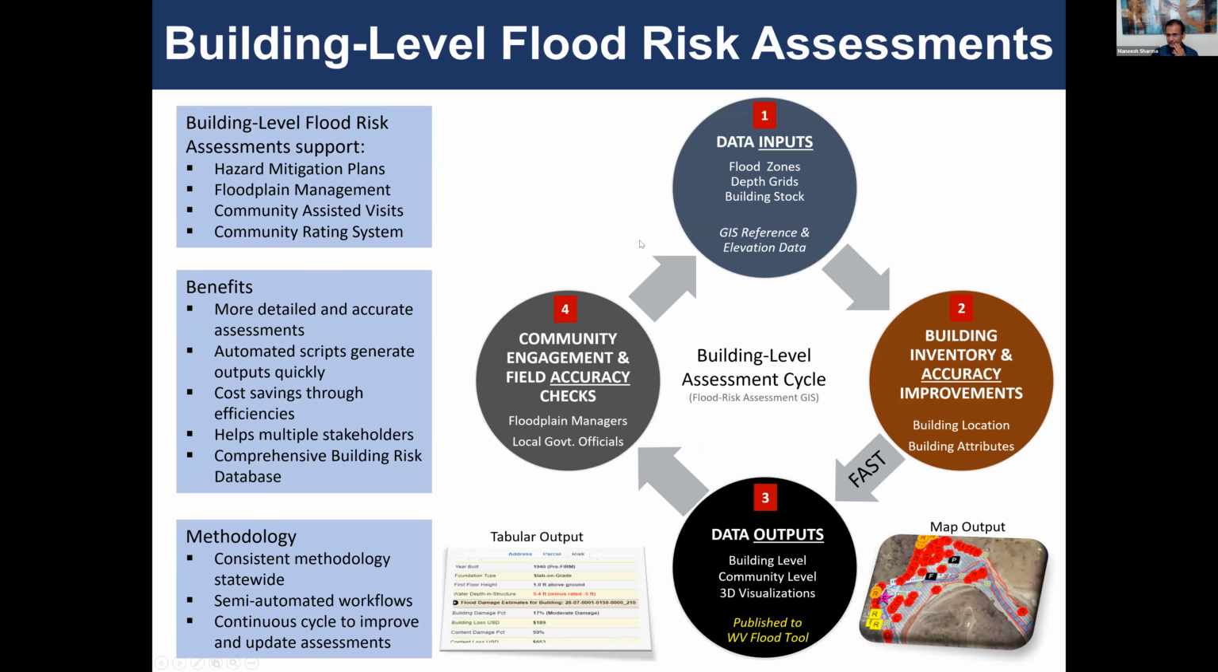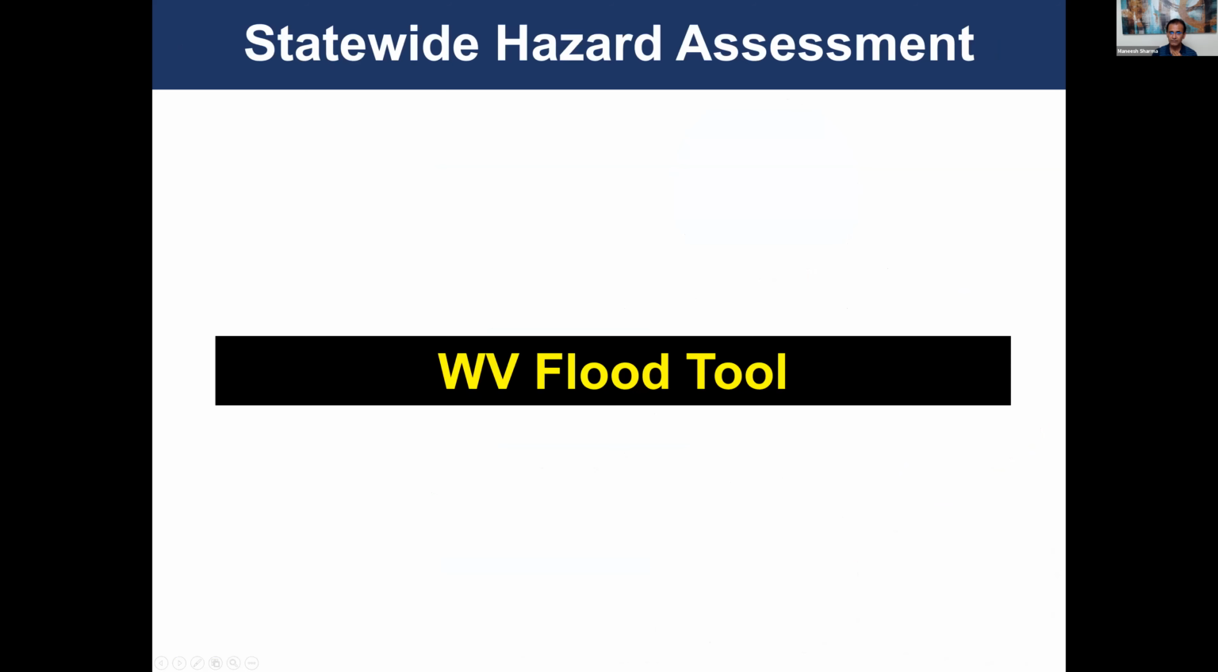So I'm bringing back this slide again just to show where we are. We did the data inputs, right? We improved the accuracy on that. We ran FAST. So now we have the outputs. So what do we do now? We publish that on the flood tool. We have the tabular output, and we are right now in the community engagement phase, working on getting more accurate results. So I'll talk more about where the data is going.